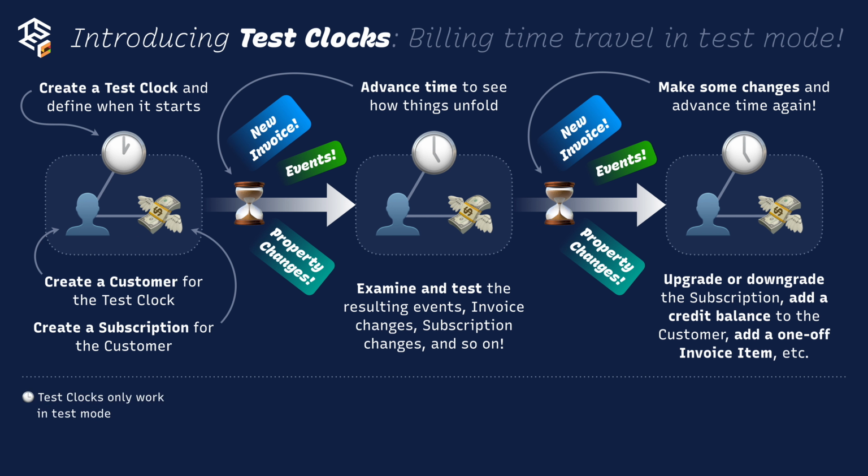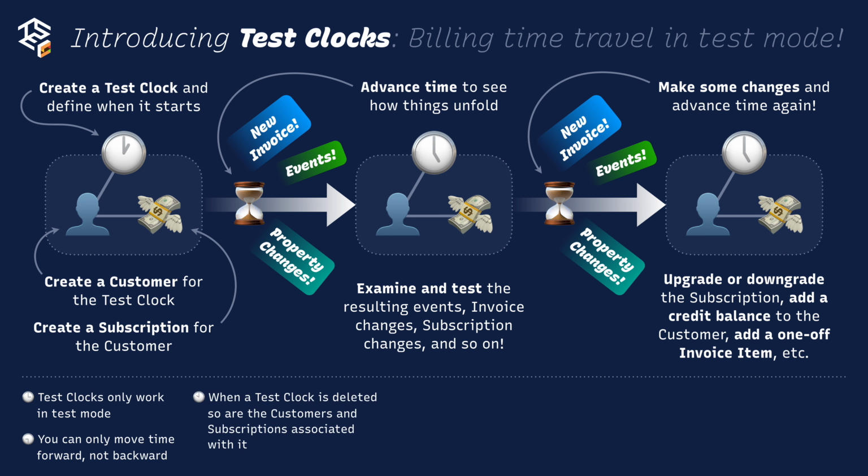Time travel in live mode is forbidden by both the Stripe product team and the laws of physics. With test clocks, you can only move time forward, not backward, although you can start a test clock in the past. Deleting a test clock triggers the deletion of the customer associated with it, their subscriptions, and so on.